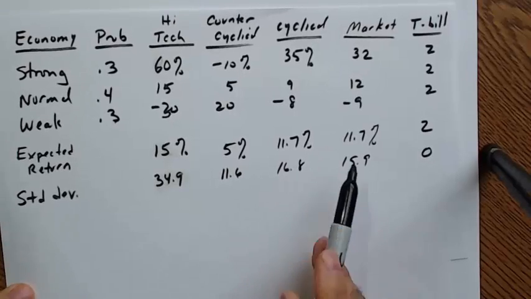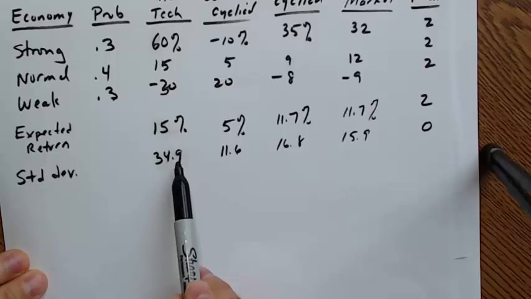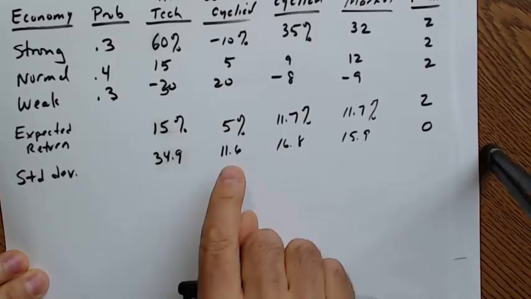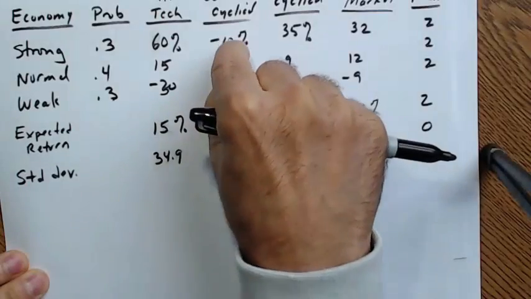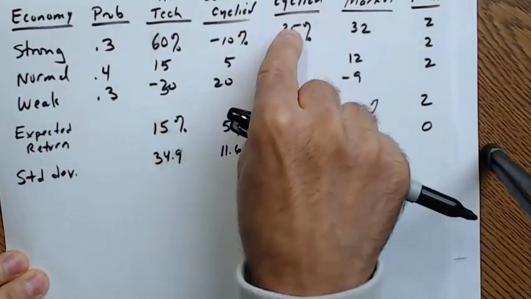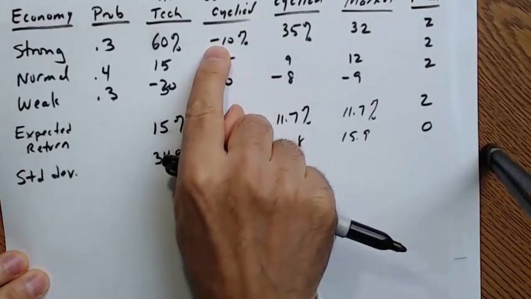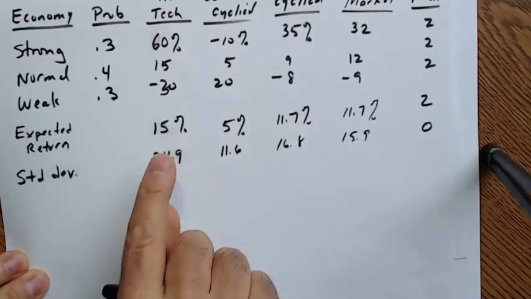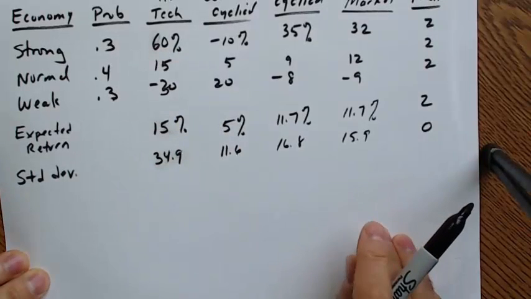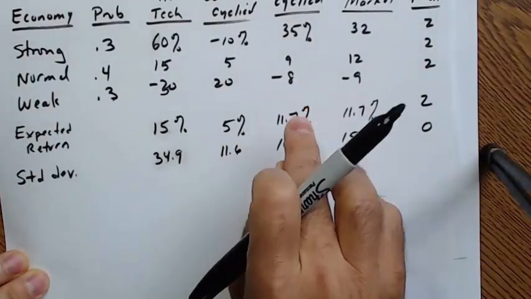But notice, by the way, how compared to the high tech, the standard deviations are lower, because the volatility here is much less. The spread in the distributions is smaller here and here than you have with high tech. So high tech is basically an exaggerated stock, especially compared to cyclical.